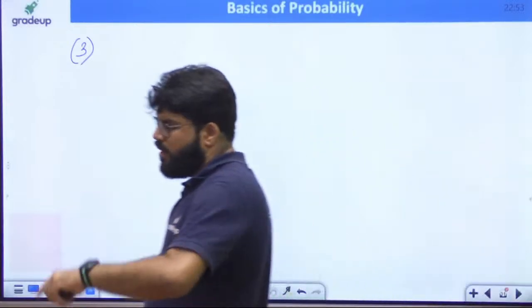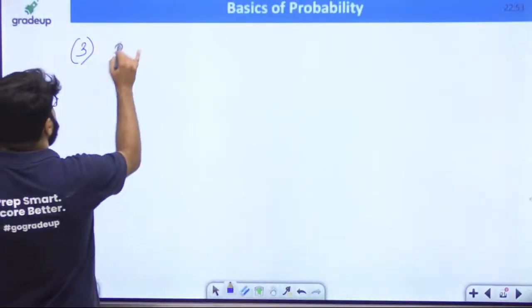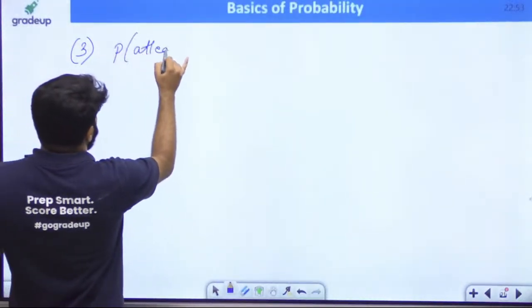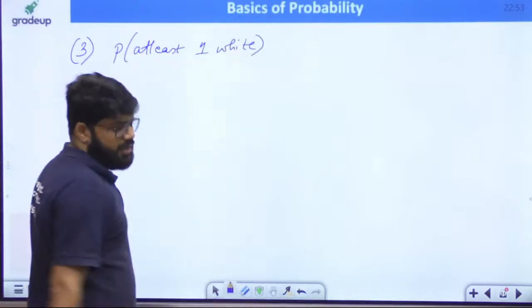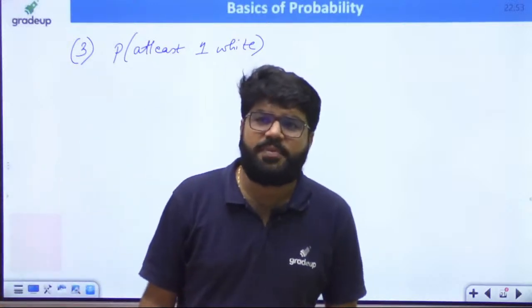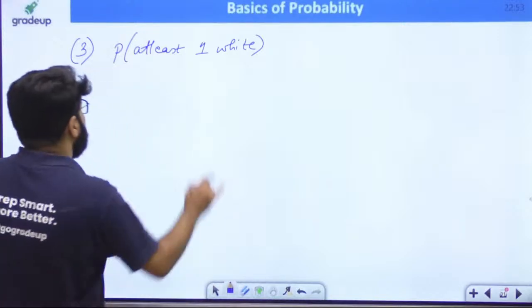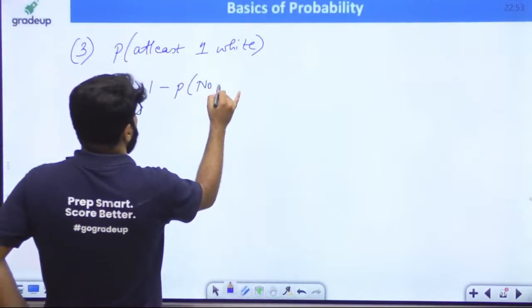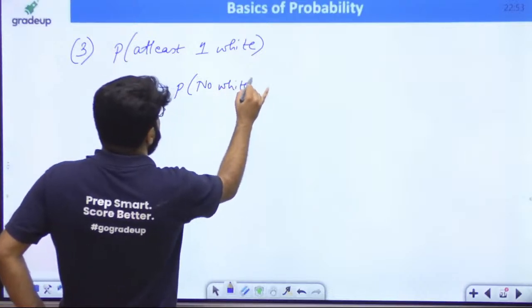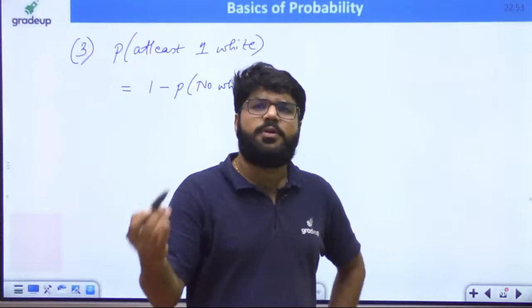At least one ball is white का probability कैसे निकालेंगे? Okay, what is the probability that at least one is white? As I told you yesterday, at least one case can be simplified. At least one white can be solved as 1 minus probability of no white. So that is why yesterday we covered all the basics. At least one white को directly निकालोगे तो it could be lengthy.